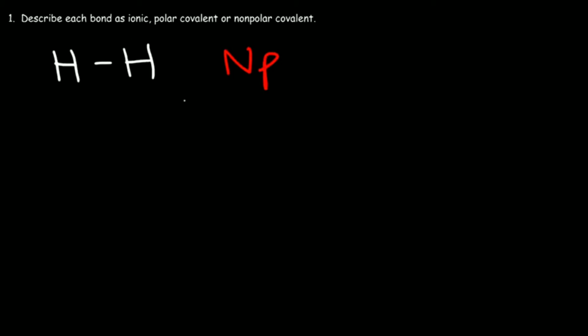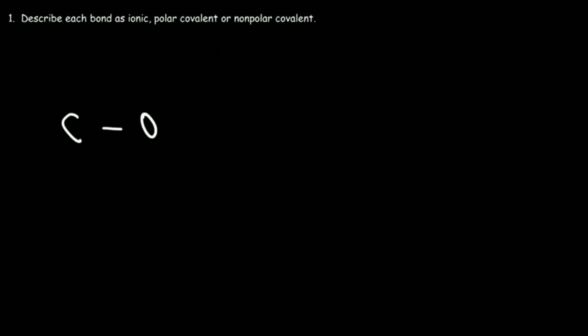Now here's another example for you. What about the carbon-oxygen bond? Would you describe it as ionic or covalent? Anytime you have a bond between two nonmetals, typically it's usually a covalent bond. So we need to determine if it's a polar covalent bond or a non-polar covalent bond. And we need to look at the electronegativity values of these two elements.